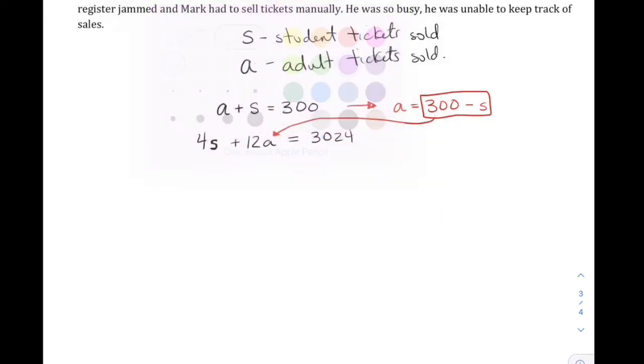I'll use a different color for that super equation. So I'm going to rewrite that bottom equation, but when I get to A, I'm not going to write A, I'm going to write what A is equal to. 4S plus 12A. Well, what is A? It's 300 minus S, is equal to 3024. And now I'm just going to distribute inside and solve for S. Notice that there's only one variable now. We don't have the two variables. That's what we did when we substituted one equation into the other: we eliminated one of the variables.